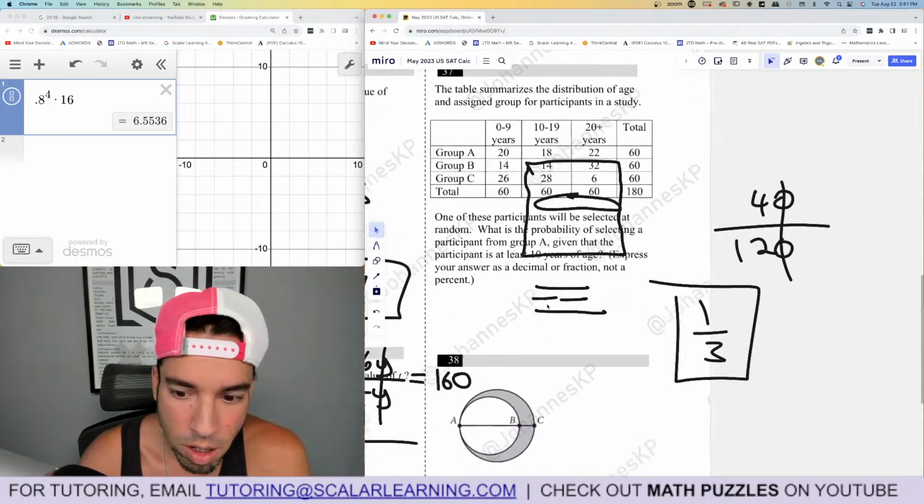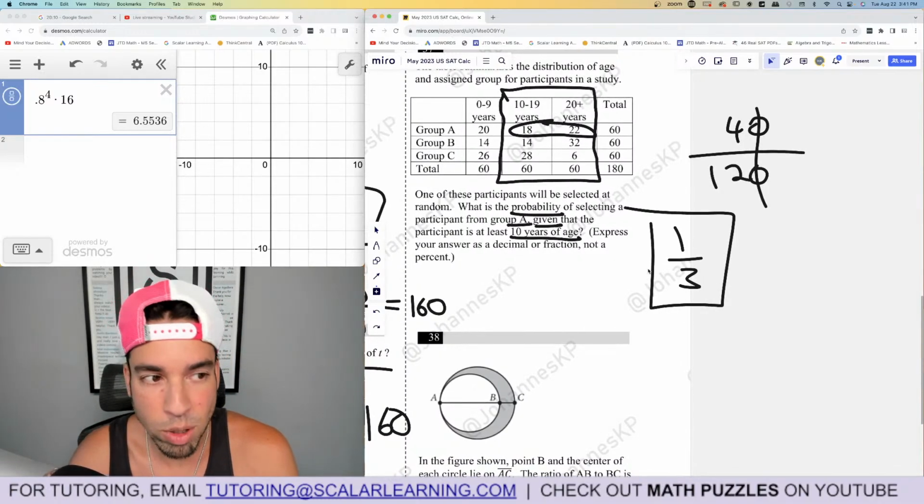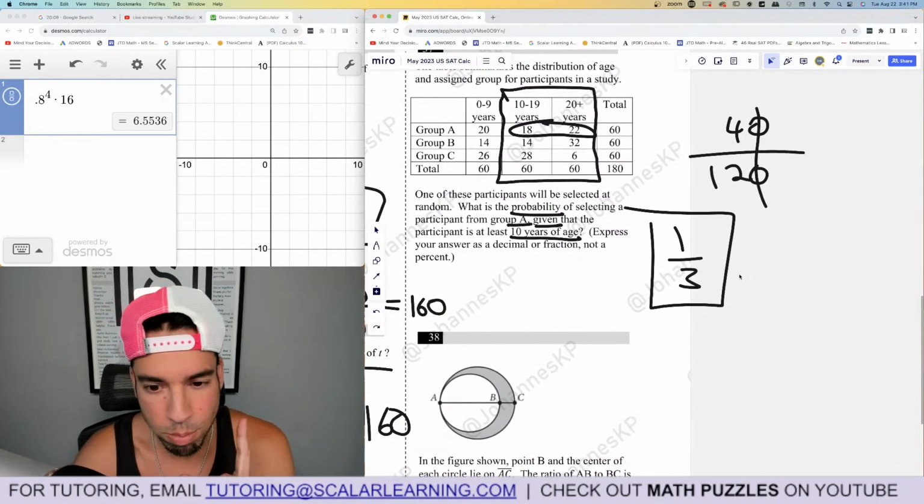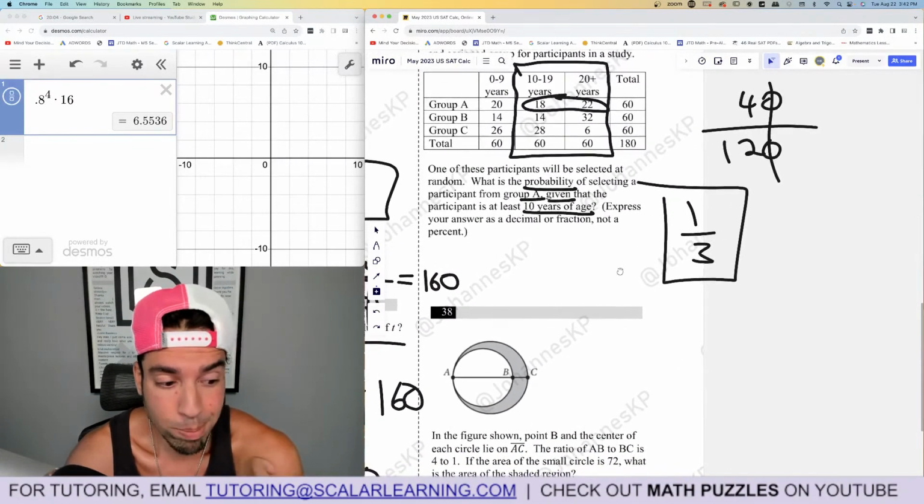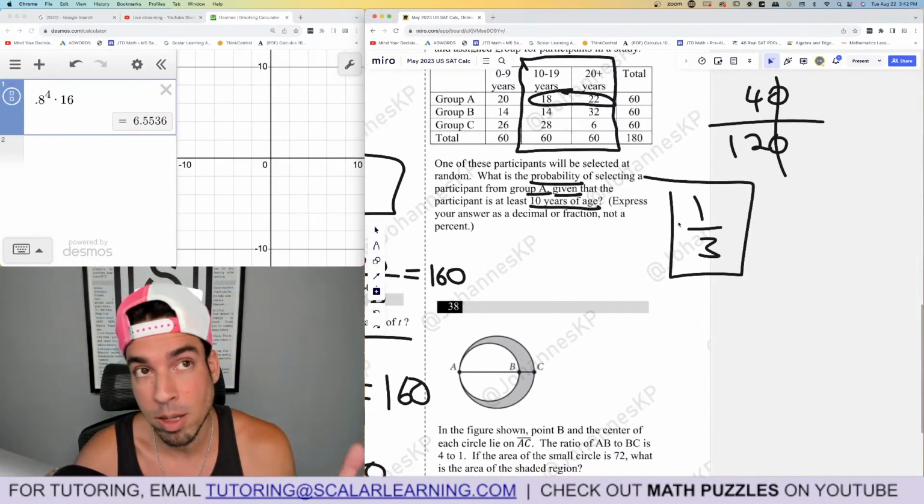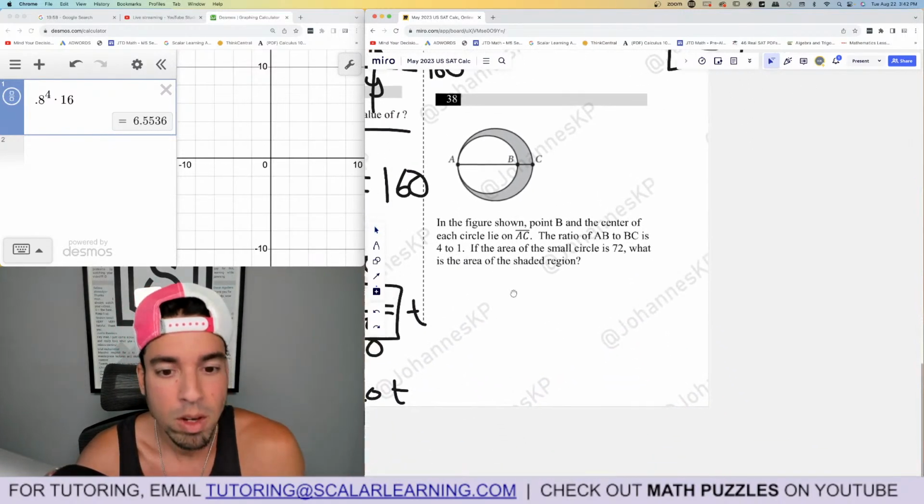Boom, done. Now, if you enter this as a decimal, because it's 0.3 repeating, I believe you can put in 0.3 and it'll give it to you. But we'll check. I wouldn't risk it, me personally. I think they accept 0.3 and 0.33, but I would always do the fraction if it's repeating.